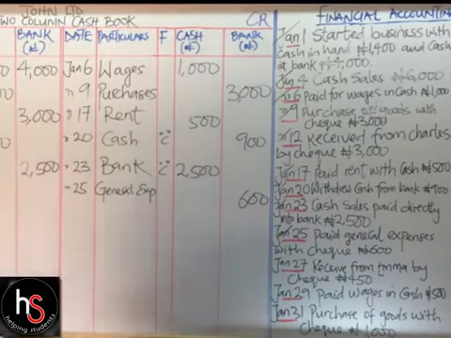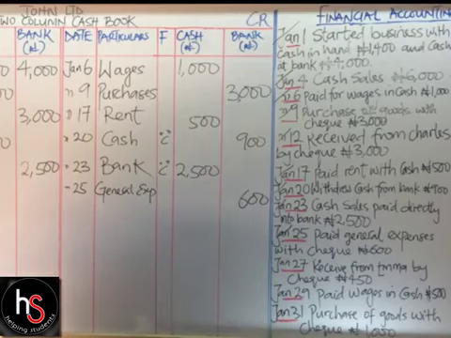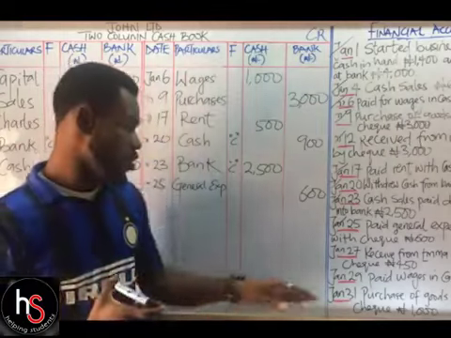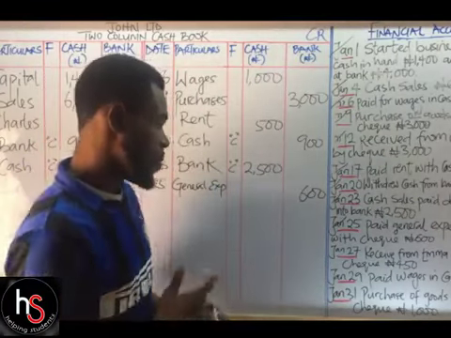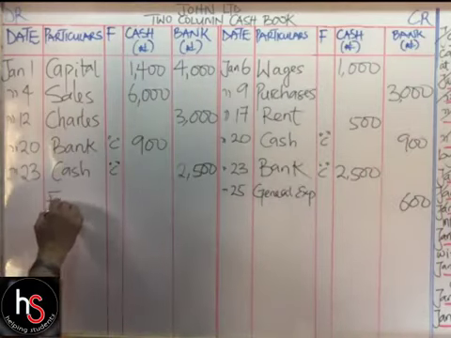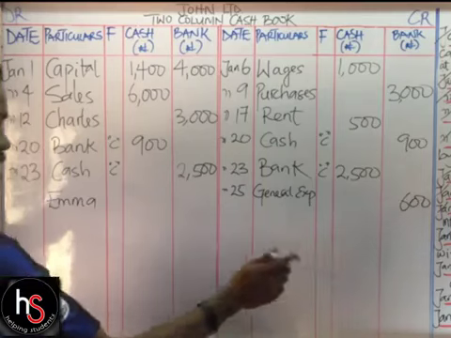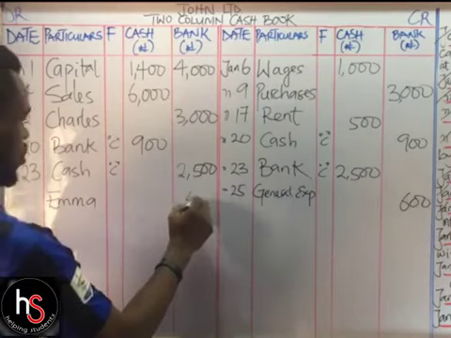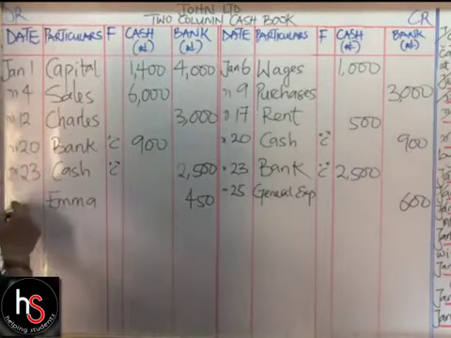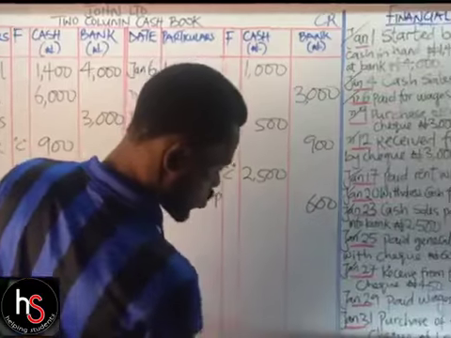So January 27, received from Emma by check. You received from Emma, so the money came into the account as well. So received from Emma by check, 450 naira. You write the name Emma by check, right? 450. So under the bank account, you record 450. January 27.